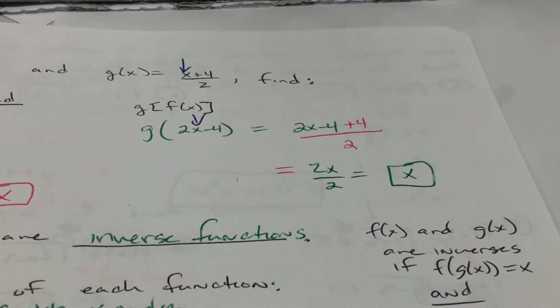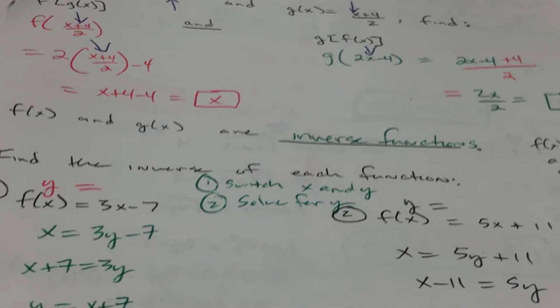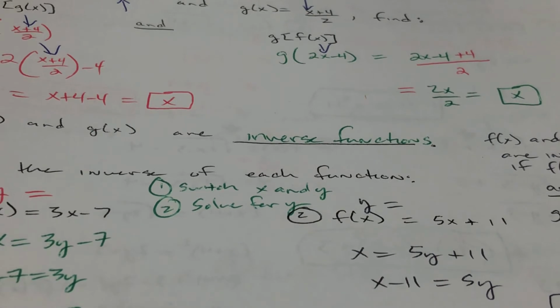Whoa, notice how f of g of x and g of f of x were both equal to x. That's because they're inverses of each other. Write that down. That's what we wrote down in class. f of x and g of x are inverse functions.